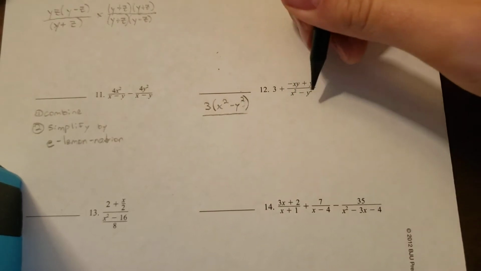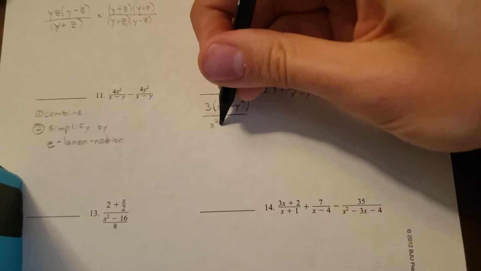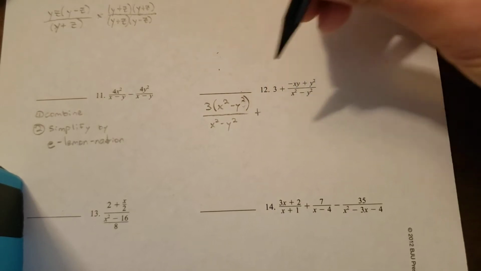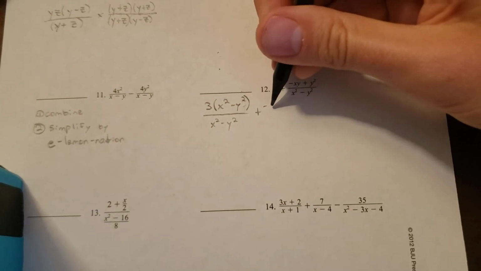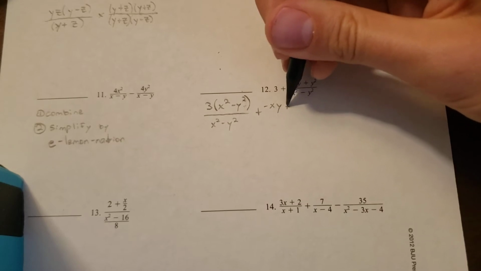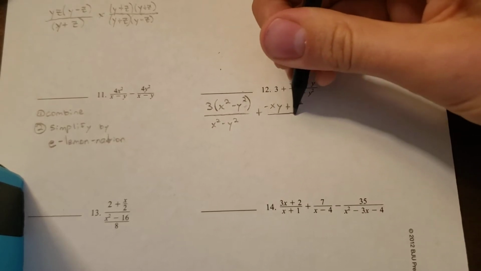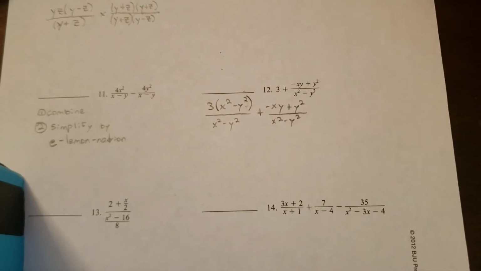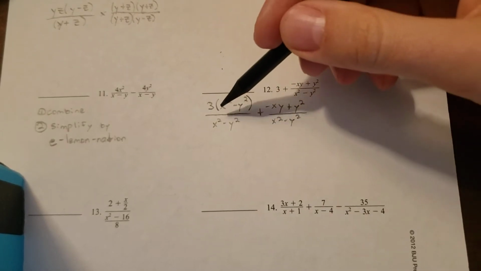Over x squared minus y squared, plus negative xy squared over y squared. Okay. Now I'm going to factor.